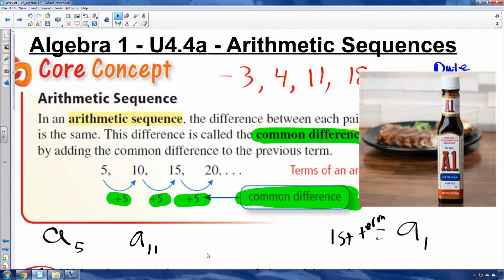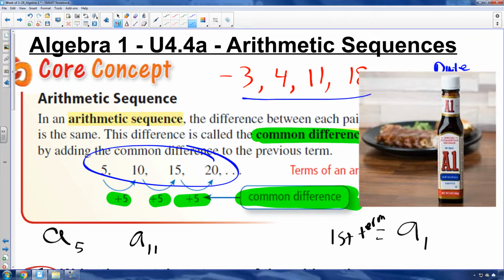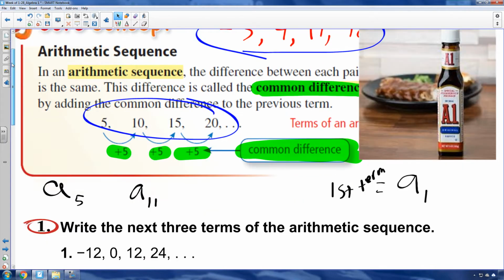Arithmetic sequence, term 1. Okay, so as you can see, we have some A1 steak sauce here so that you'll remember that A1 is the first term. What is the A1 of this arithmetic sequence? Yes, 5, just 5. A1 is 5. What's the first term of this arithmetic sequence? The A1, yes, -3, so that's the first term. And then we just add on the same thing over and over. So let's go through a problem.